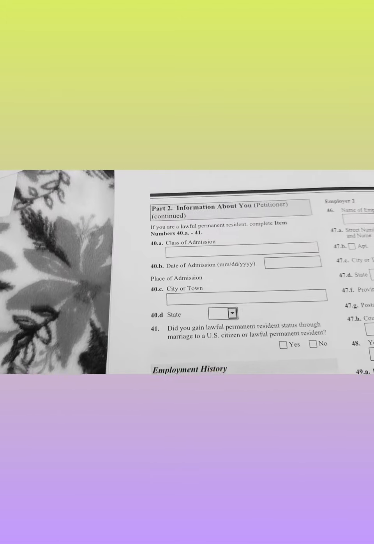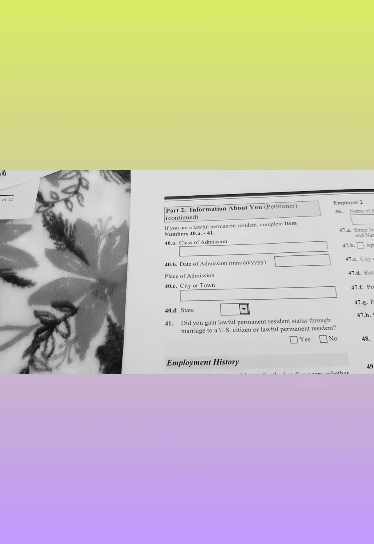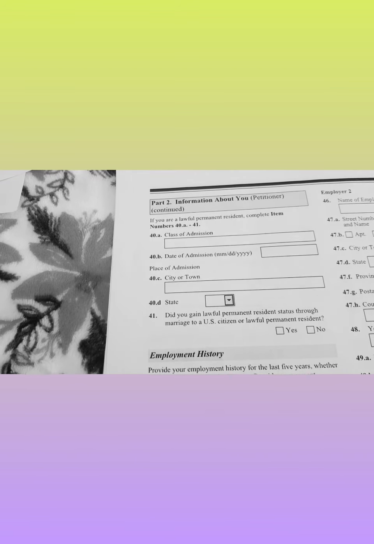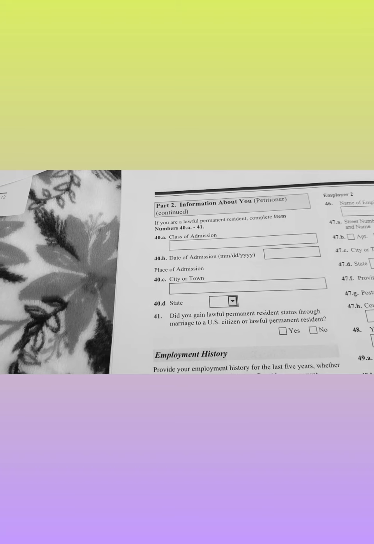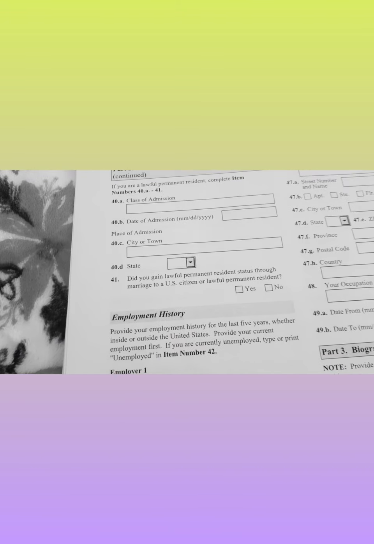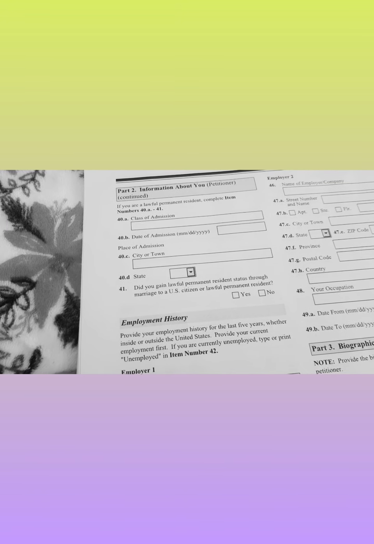It says part 2. Information about you, petitioner, the continued one. Say if you are a lawful permanent resident, complete items number 40 to 41. So this person is not a lawful permanent resident. This person is a citizen of America. So we don't have to fill this form. But if you are a permanent resident, you have to fill this part.